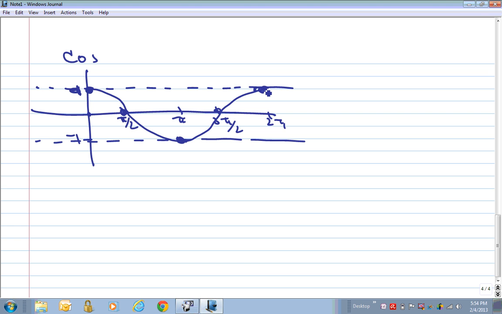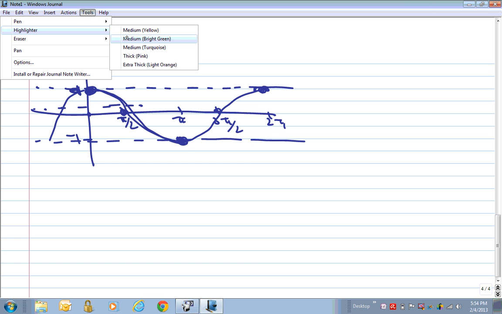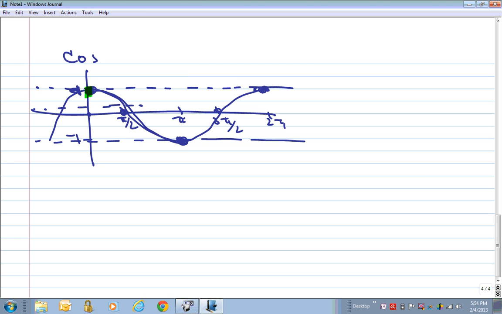If we restrict our cosine graph from 0, see, the problem is if we go backwards here, you're going to go like this, and this would not pass the horizontal line test. So we have to restrict from 0 going forward down to pi. So let's highlight that area and take a look at it. If I highlight from here down to here, again, that little section of the original cosine function would pass the horizontal line test, and therefore would have an inverse.